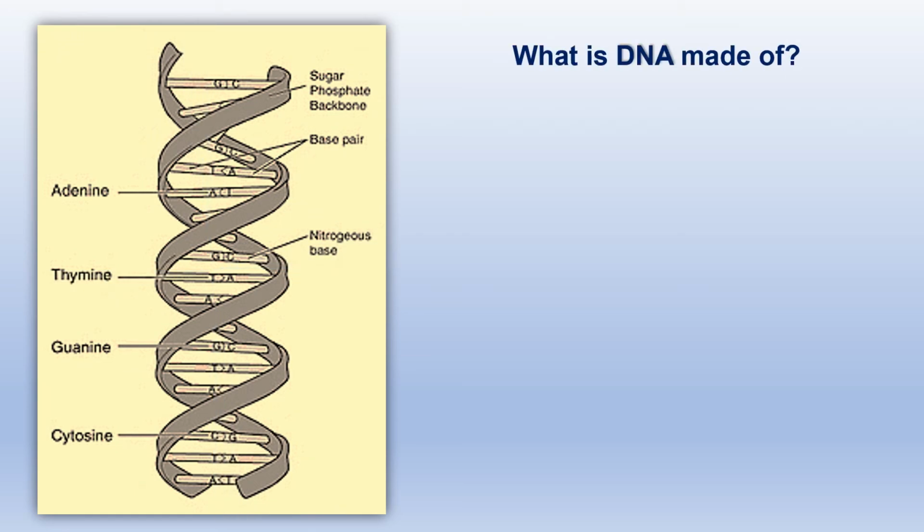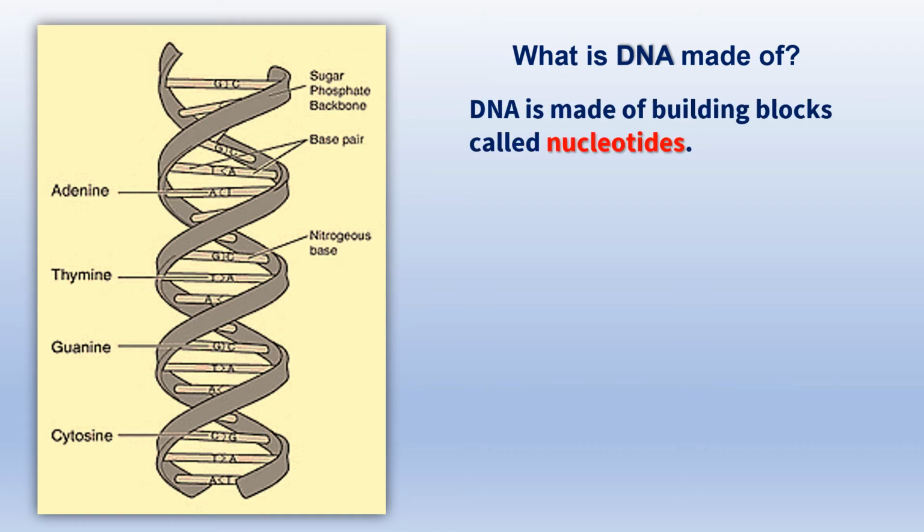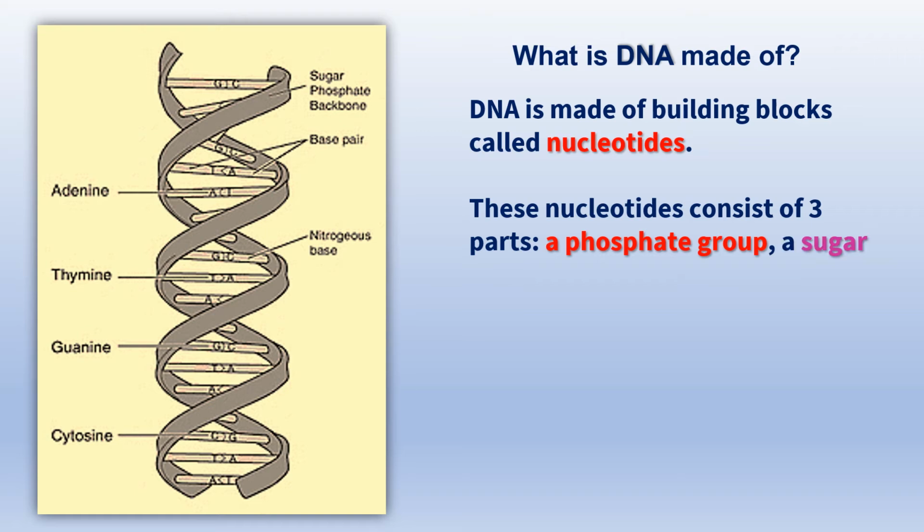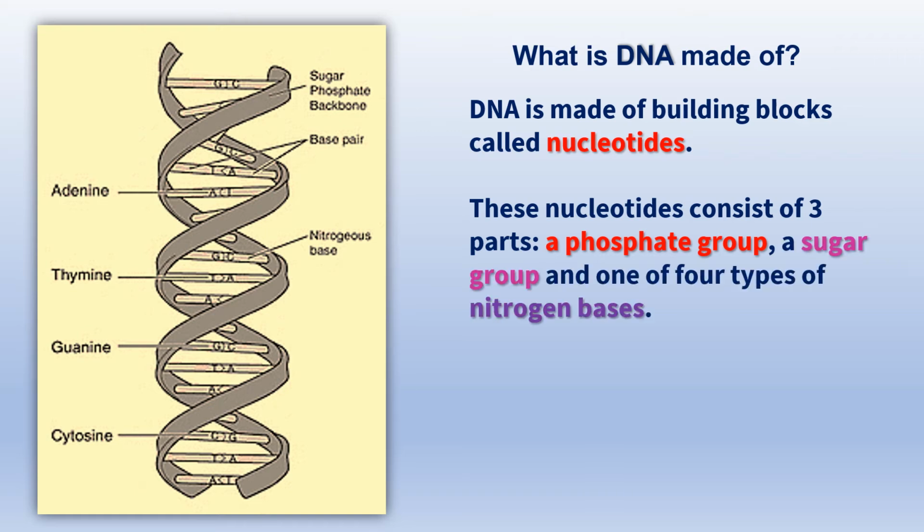What is DNA, which is so important, made up of? It is made up of building blocks called nucleotides. Now in Lego, we put one block over the other and we build something. So DNA is made of similar building blocks which are called nucleotides. They consist of three parts: phosphate group, sugar group, and one of four types of nitrogen bases. So the building block of the DNA is called a nucleotide.